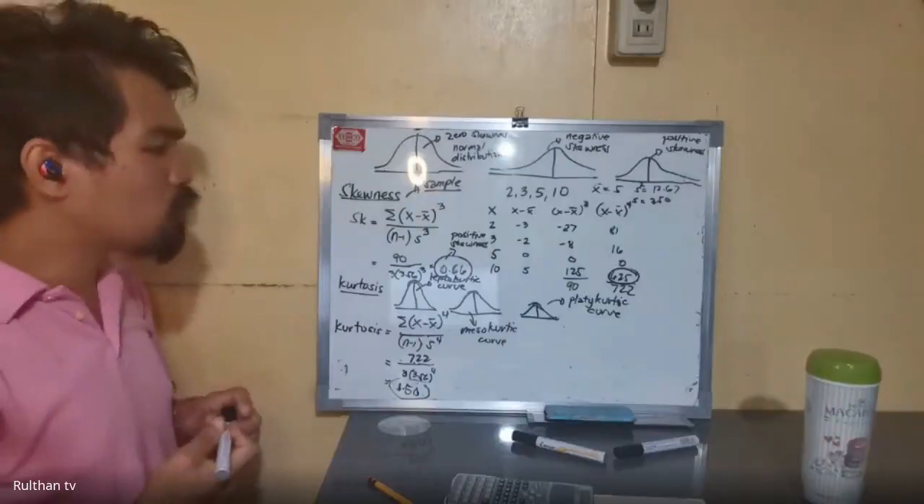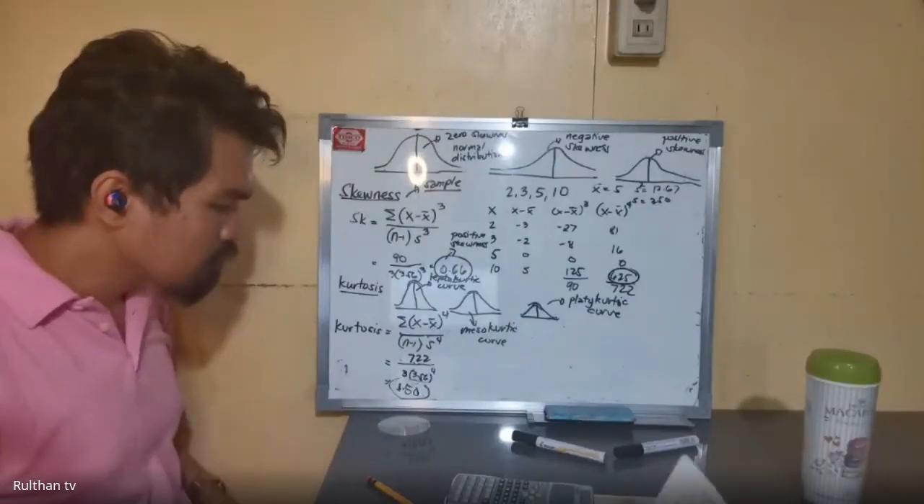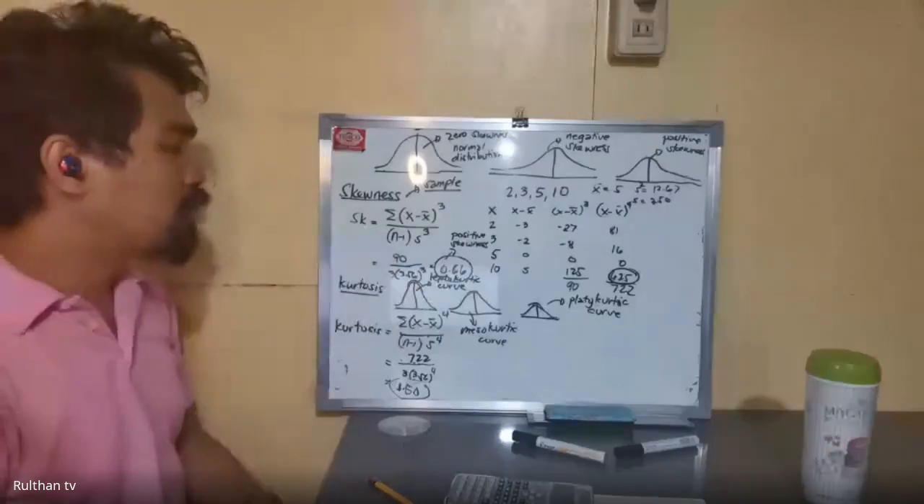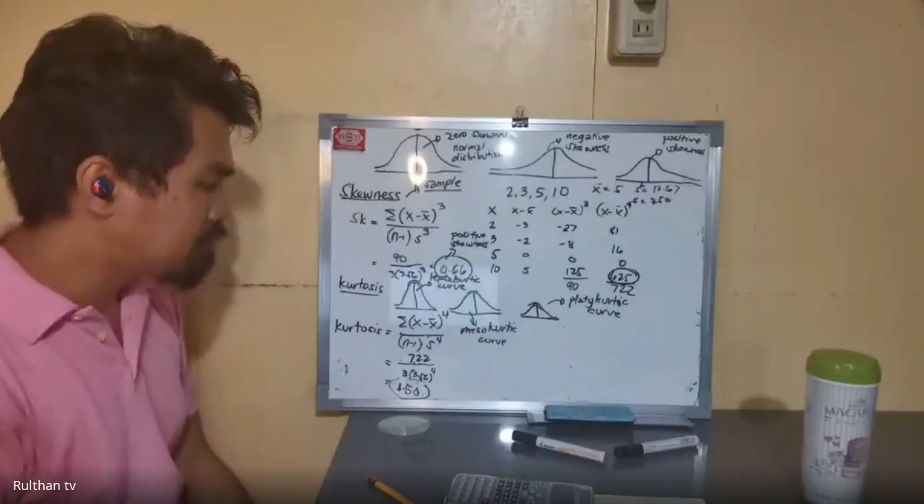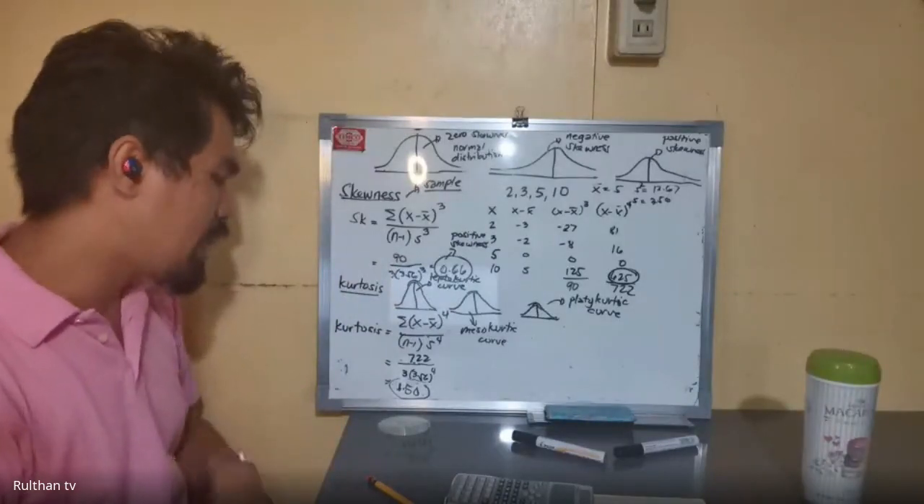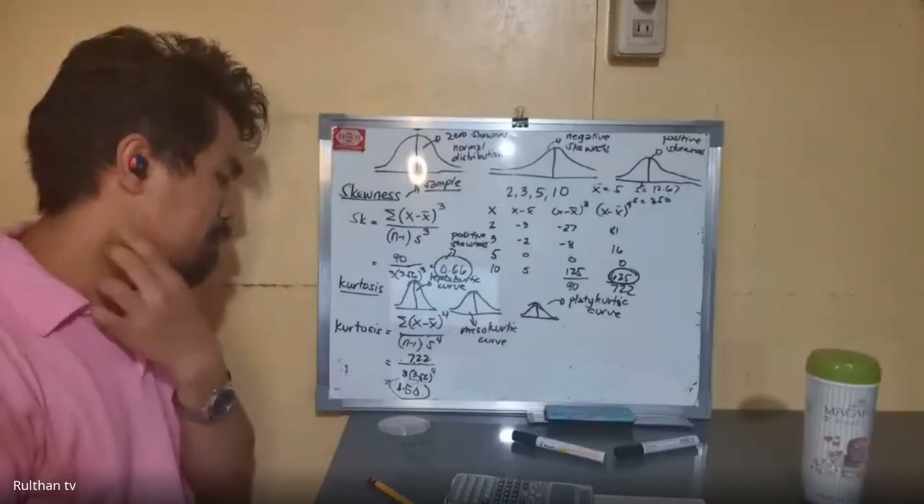So still it is leptokurtic, yes, sir. Or at least it falls on the leptokurtic curve because it's already greater than positive 1.